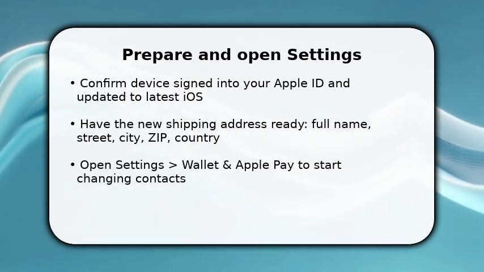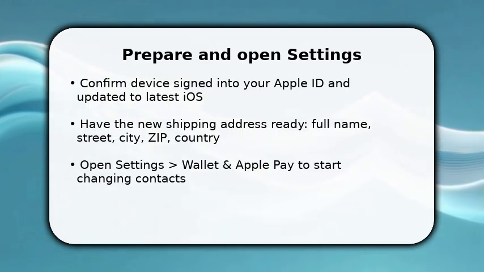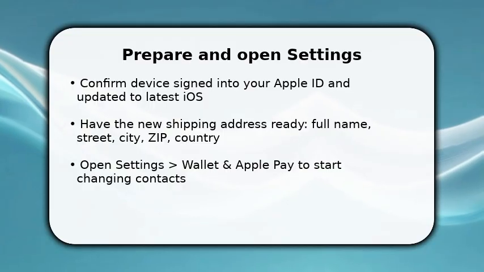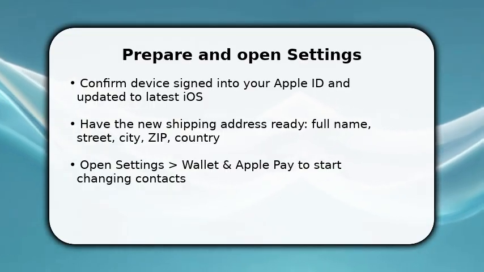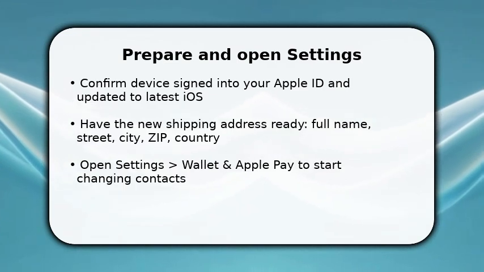You need the new shipping address and a contact name ready because you will enter it exactly as merchants expect. Make sure location services and contacts access are allowed for Wallet. This helps autofill and avoids mismatches. Now tap Shipping Address to begin editing and adding the new contact.